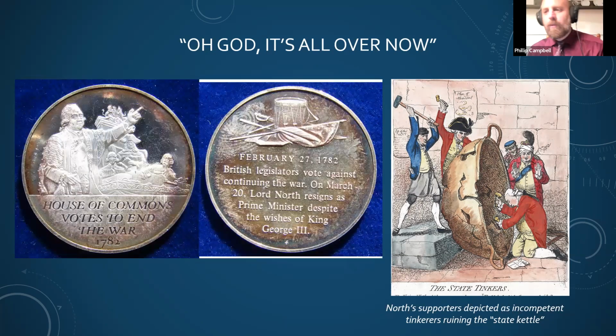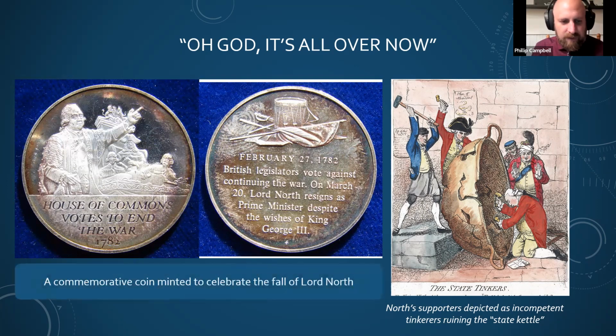By the way, the Continental Congress actually minted a coin celebrating the ousting of Lord North from power. This is a commemorative coin, celebrating the fall of Lord North. British legislators vote against continuing the war. Lord North resigns, despite the wishes of George III. This is a picture of Lord North being like, I resign. So we got a commemorative coin here.